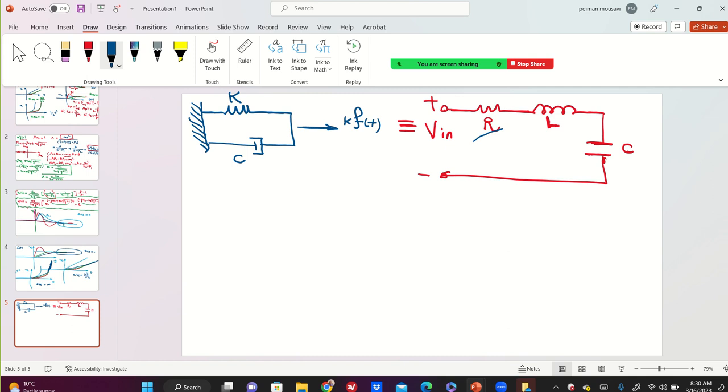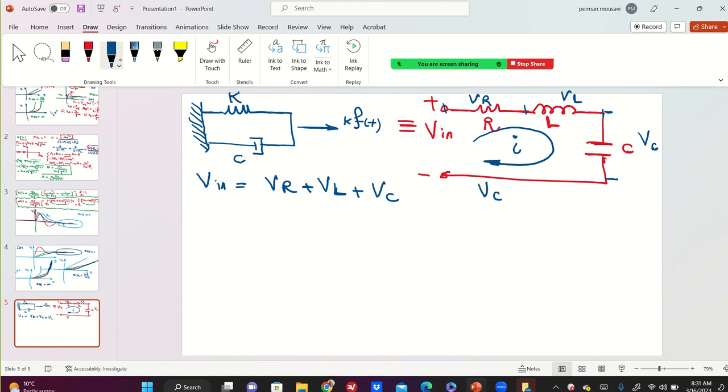So applying the Kirchhoff voltage law, and here's the current I, you get that the Vin equals the voltage of the resistor plus the voltage of the inductor plus the voltage of the capacitor. Here is voltage of resistor, here is voltage of inductor, and here is voltage of capacitor. But we have only one current inside the circuit. So I'm going to find the closed transfer function of Vc over Vin here.